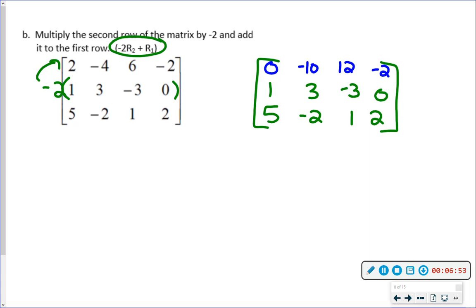So these are the types of calculations we're going to be doing. We're going to be multiplying rows and adding them into other rows. So like I said, if you can multiply and add quick, piece of cake.